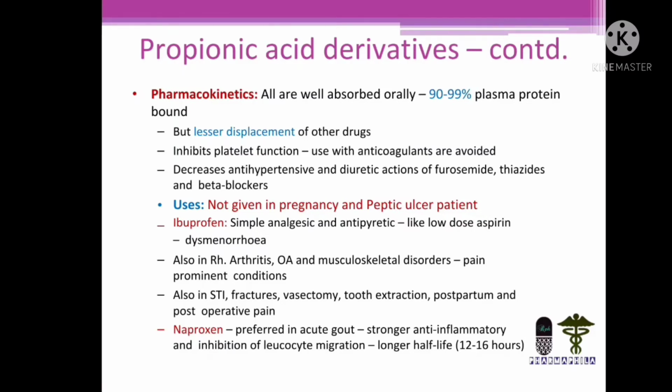Ibuprofen, as I described in the previous video, so go and check it out. In this video, we are actually talking about naproxen. It is preferred in acute gout condition. So the major indication of naproxen is acute gout, because it is a stronger anti-inflammatory and inhibits leukocyte migration, with a longer half-life, that is 12 to 16 hours.